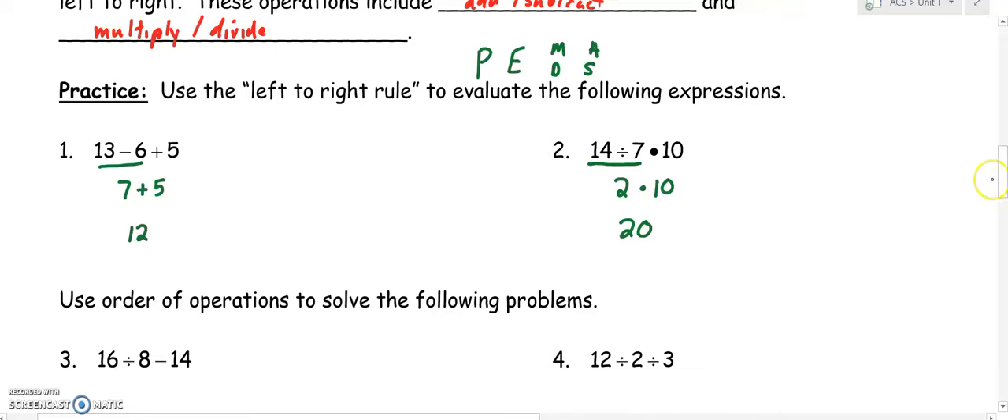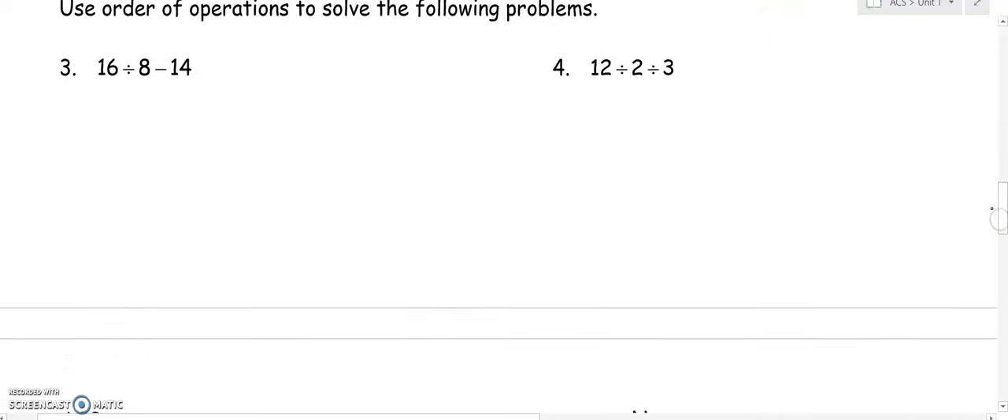So let's use order of operations to solve the following problems. So number 3 has 16 divided by 8 minus 14. So I want to go through PEMDAS and think about this in order. Do I see any parentheses? Do I see any exponents? Do I see any multiply, divide? And then last, any adding, subtracting. So the first thing I notice in number 3 is a division, which is our third step. So 16 divided by 8 is 2 minus 14. Subtraction is my last step, so 2 minus 14 is negative 12.